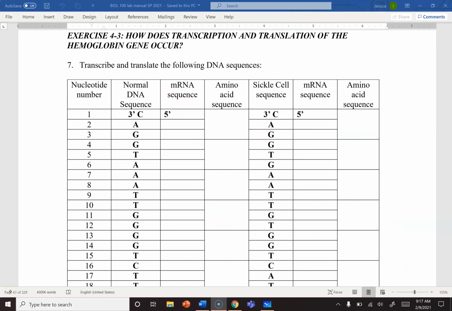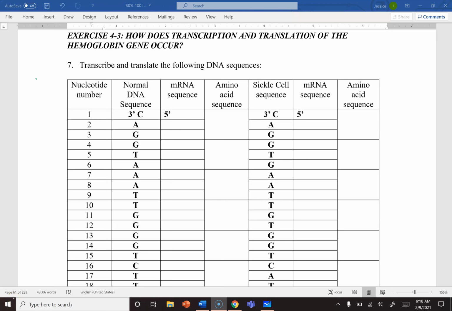So the last part of our lab is looking at how changes in the DNA affect the amino acid sequence. We are going to effectively do transcription and translation on paper by using complementary base pairing and then our codon chart to determine the amino acids. I'm going to do the first one here for you, just so you get a little refresher on how to do transcription and translation.